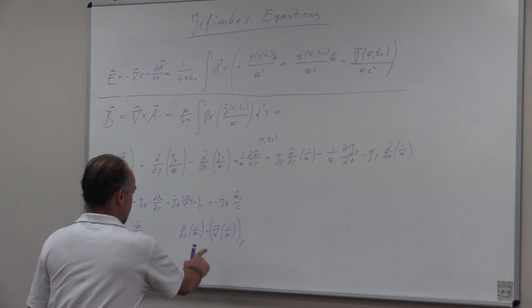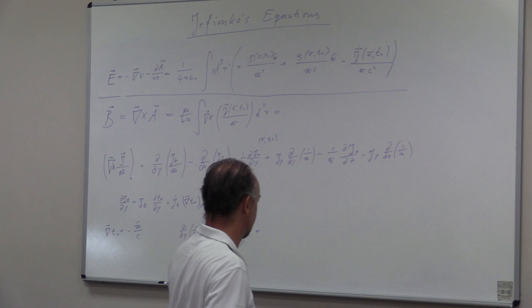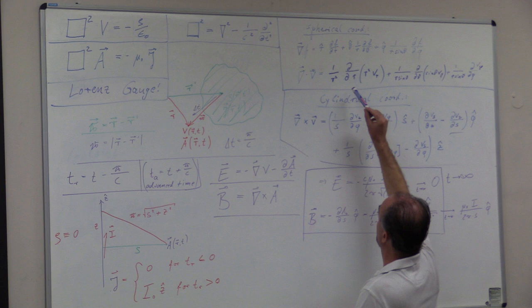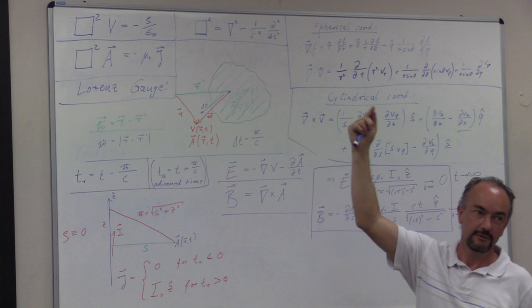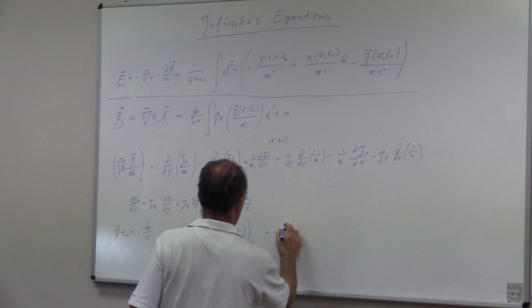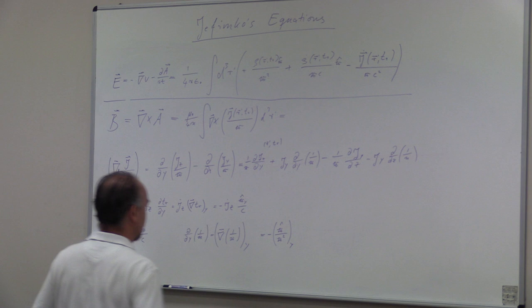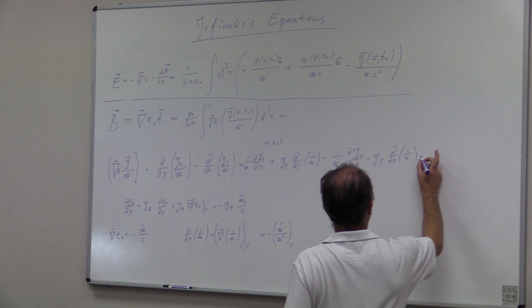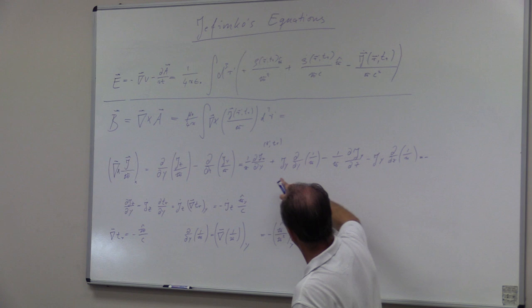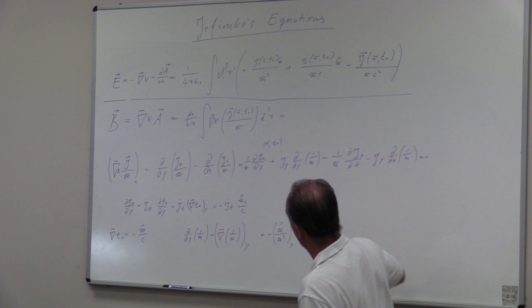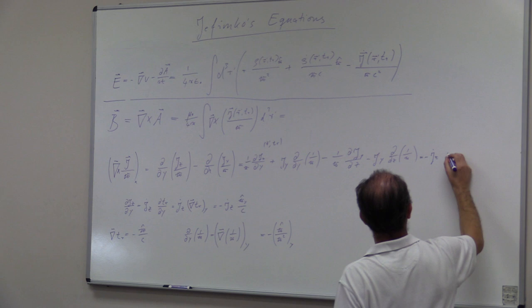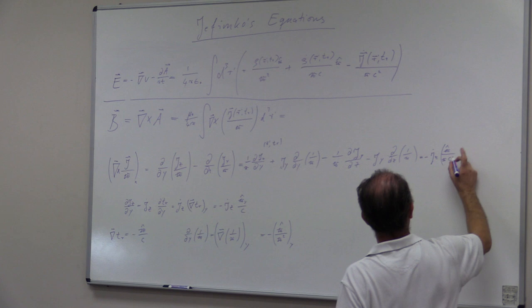And gradient of 1 over R, we had calculated that at some point, gradient of a function that's 1 over R, that means it's minus 1 over R squared, right? So that's minus our unit vector over R squared, the y component. Okay, so what we have here is minus, so remember this is minus J-dot z, our unit vector over R c, y component, right?